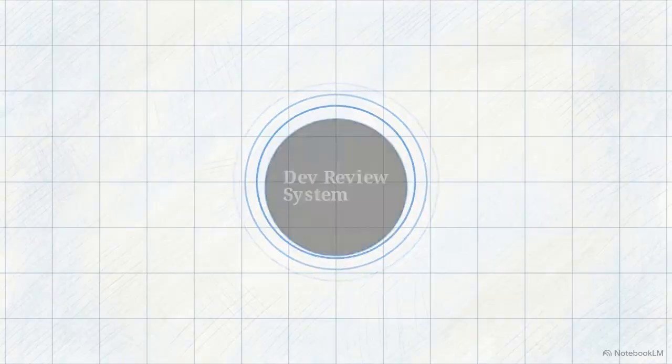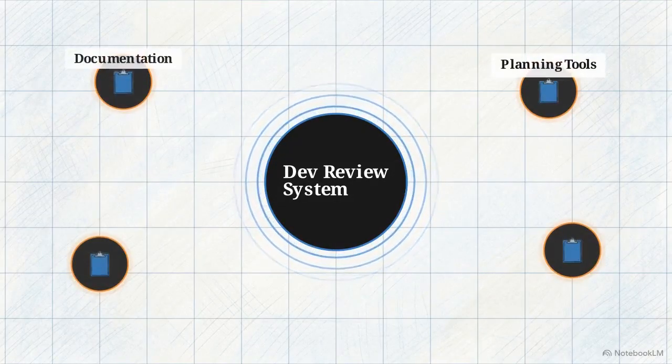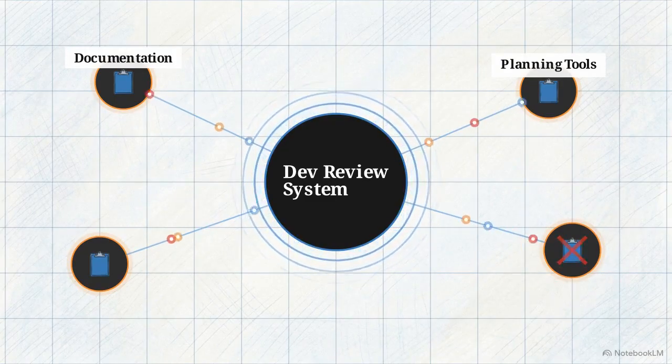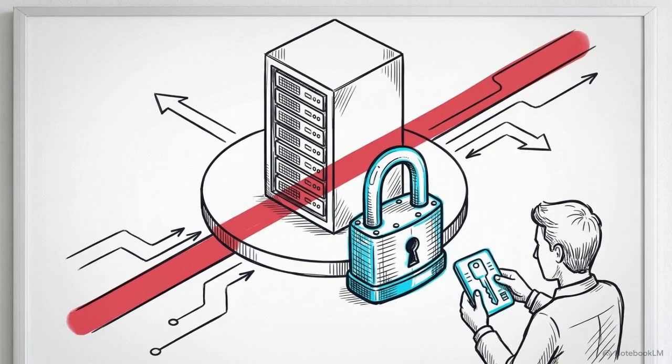Look at this central node representing our dev review system. To be useful, it has to establish integration requirements. We define exactly how it connects and moves data with existing planning documentation tools. We also set strict security and permission requirements. Sensitive actions, like granting app access to new team members, are isolated and restricted strictly to admins.